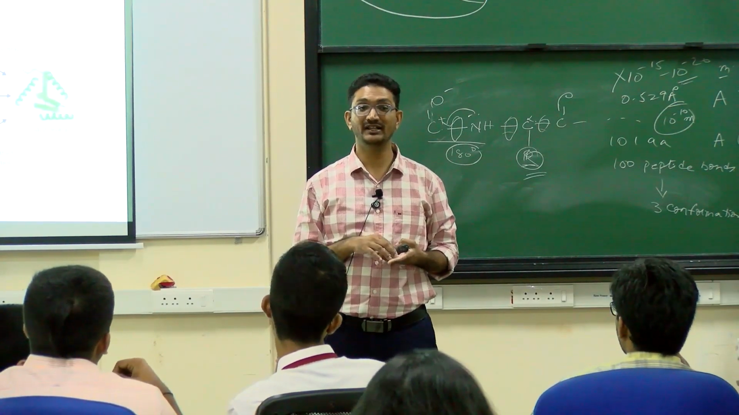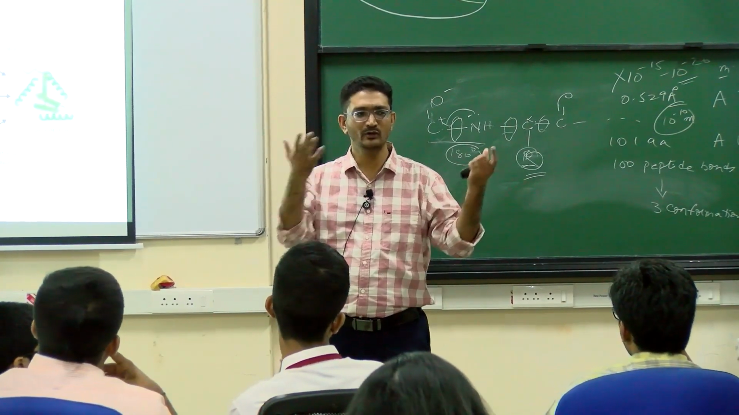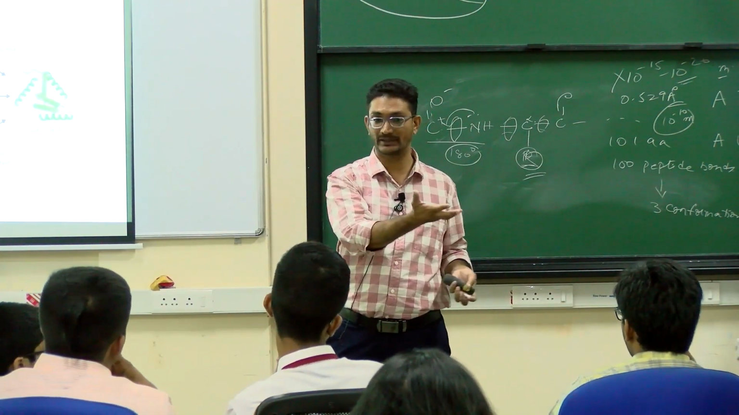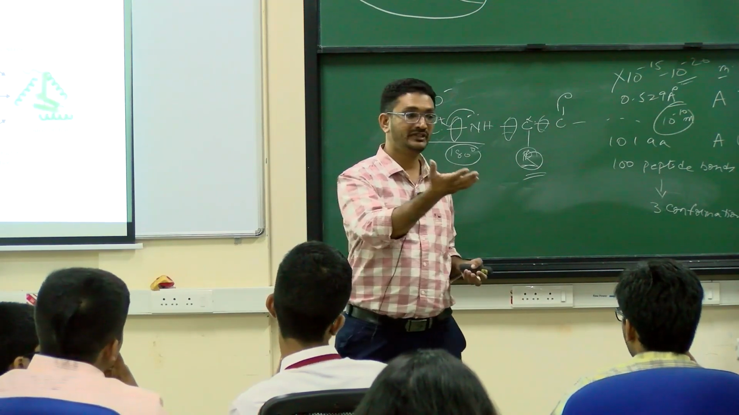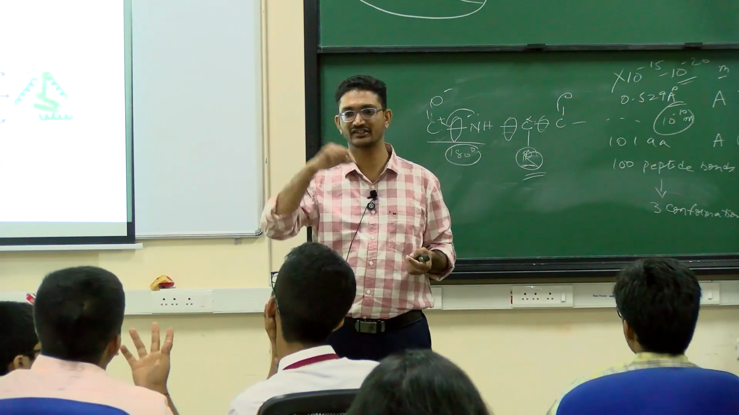Micrometers can also be seen easily with a microscope. If you take a simple microscope, you can see a micrometer. Then why do you have to use such complicated methods like NMR, X-ray, then Cryo-EM? All those are not needed. You put it in a microscope, you'll get the structure.